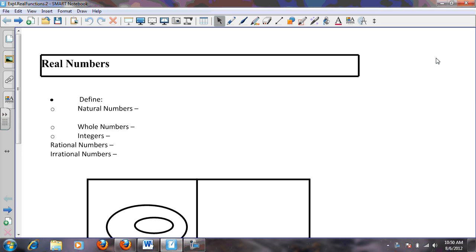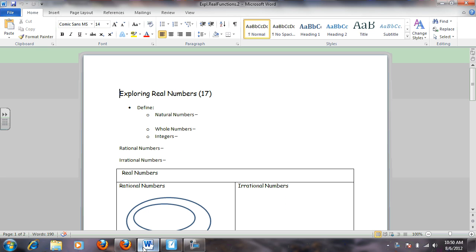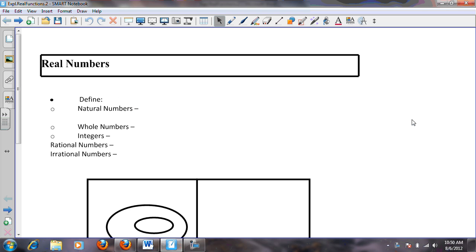Okay, today's lesson will be on exploring real numbers. In your textbook, it will be on page 17. Your note sheet should look like this, and you will see page 17. We're going to work through it on the Smartboard and Smart Notebook.